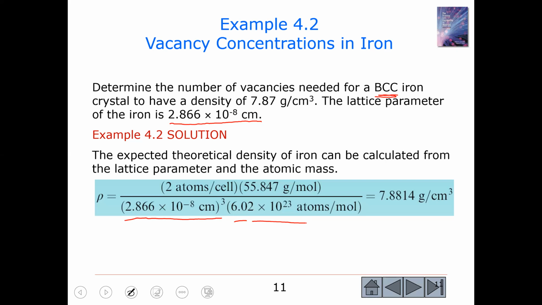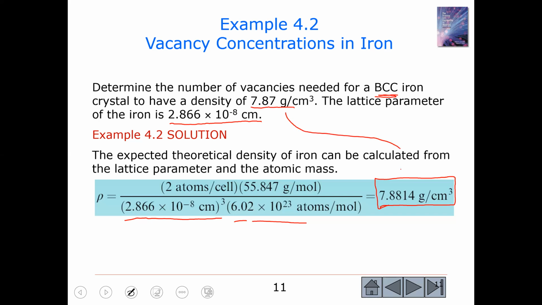So the density of the perfect structured iron is 7.8814 gram per cubic centimeter. This can be termed as the theoretical density of iron. Now, the iron that we have in hand in the problem has a density of 7.87 gram per cubic centimeter.